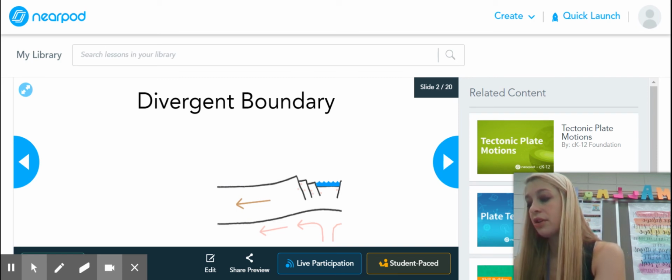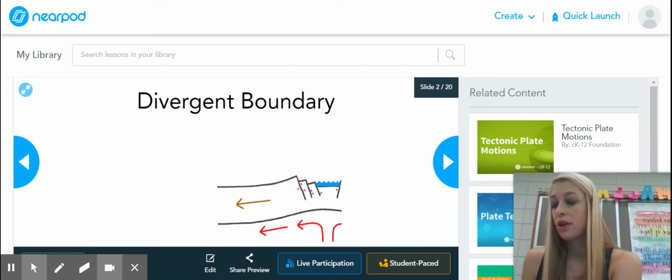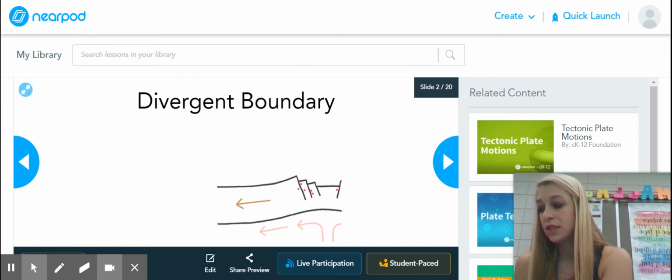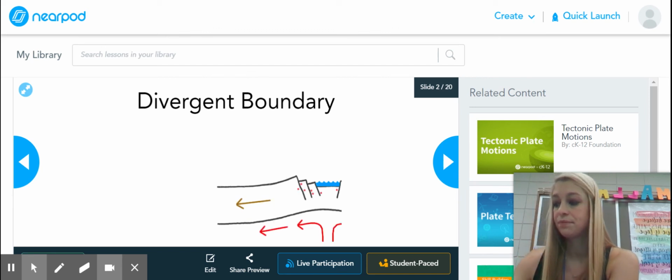All right, so if we look under our flap, we don't have too much under here. We just have our land features, which are rift valley and ocean ridge. So two R's, rift and ridge. That's how you can remember this one. At a divergent boundary, you get rifts and ridges.